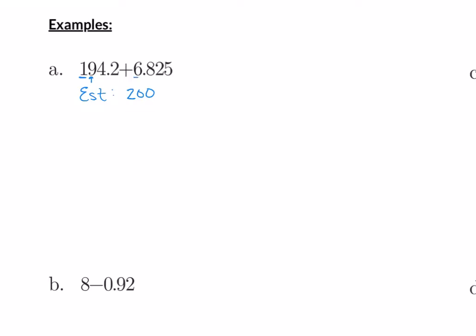6.825, my first digit is the 6. We look at the 8 and it tells me to round up to 7. We can go ahead and discard all of the decimals because 7 is the same thing as 7.000. And now we can go ahead and add. So if we go ahead and add 200 plus 7, we get 207.